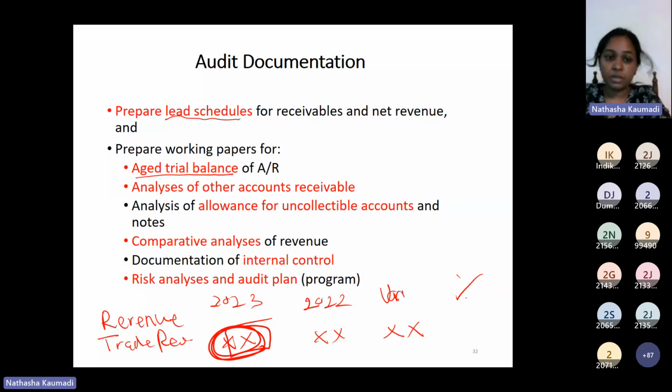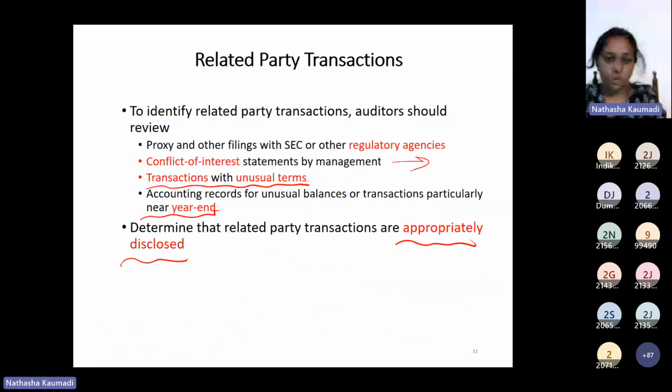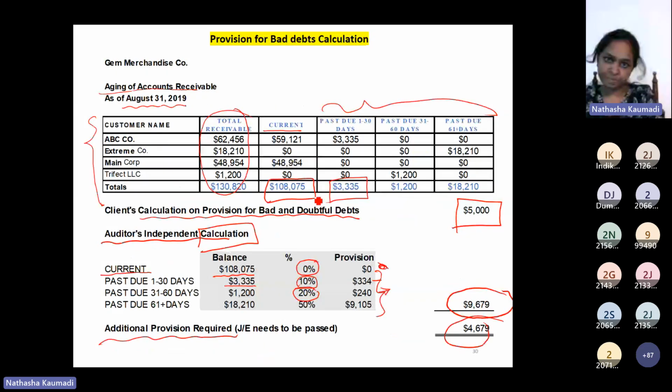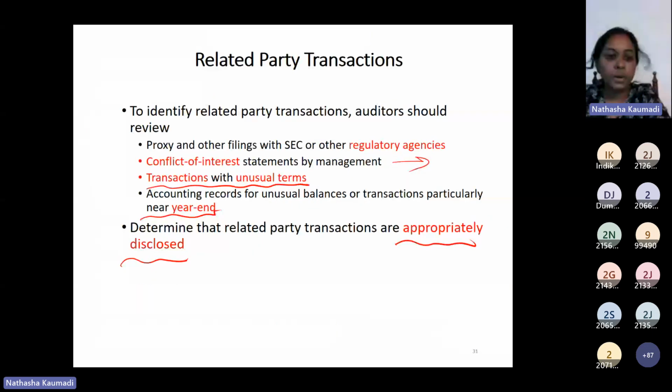Now you did a few examples as well, and analysis of other accounts receivables. All the evidences should be mentioned. Analysis of allowance for uncollectible accounts. Now, if you have done this one, you need to show this in a working paper. With all these things, what is the procedure you performed, what are the objectives, what is the sample size. Likewise, after mentioning everything, you need to show this.